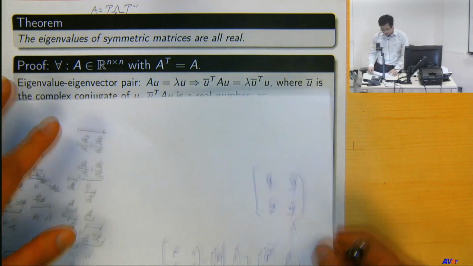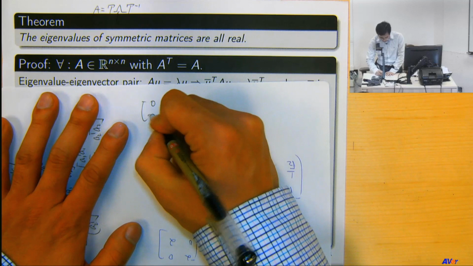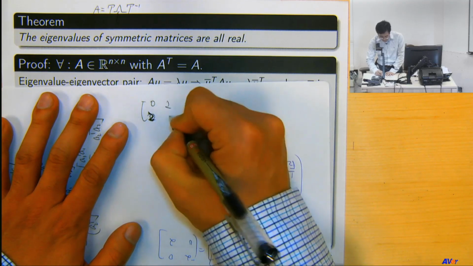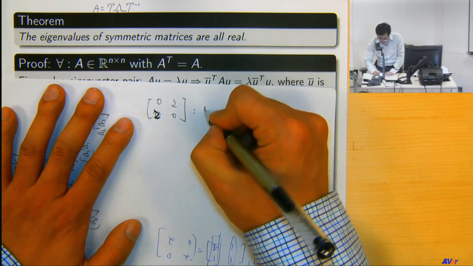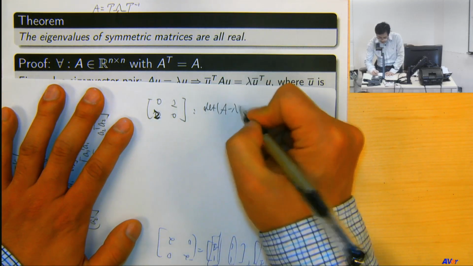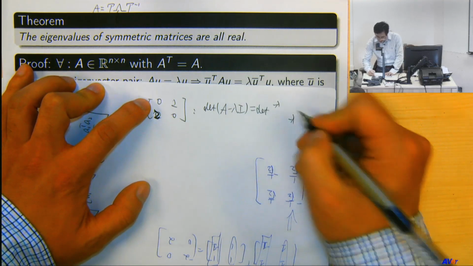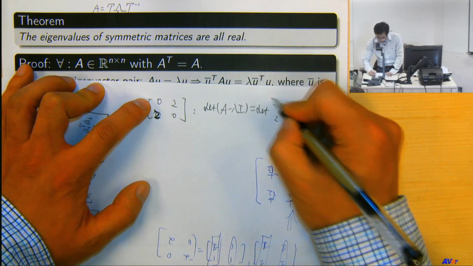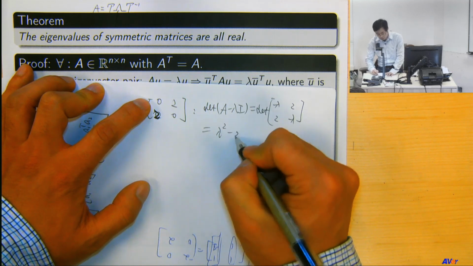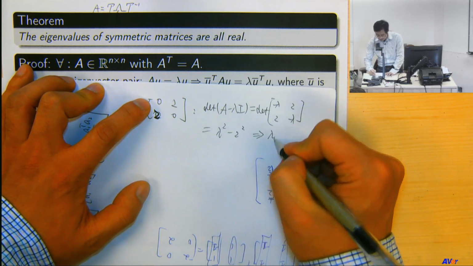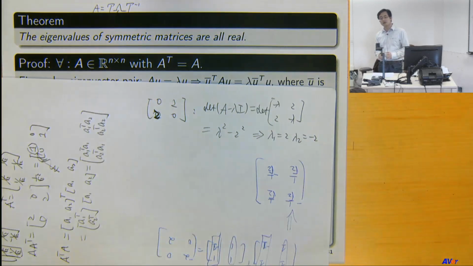Let's take a look at this matrix: 0, 2, 2, 0. You can do the eigenvalue computation. The determinant of A minus lambda I is going to give you a determinant of negative lambda, 2, 2, negative lambda, which is lambda square minus 2 square. So the eigenvalues are lambda 1 is 2 and lambda 2 is negative 2. So they are real. All right?